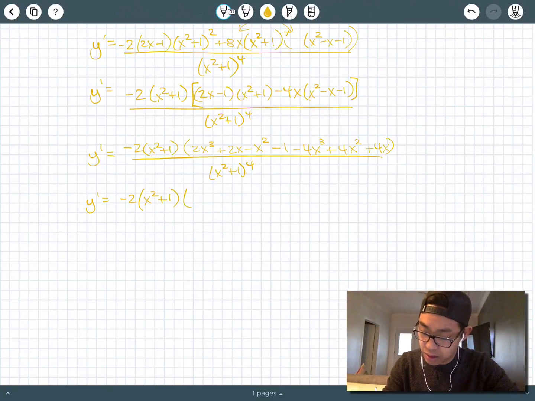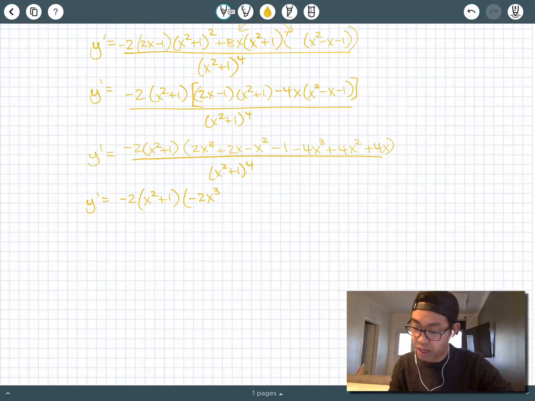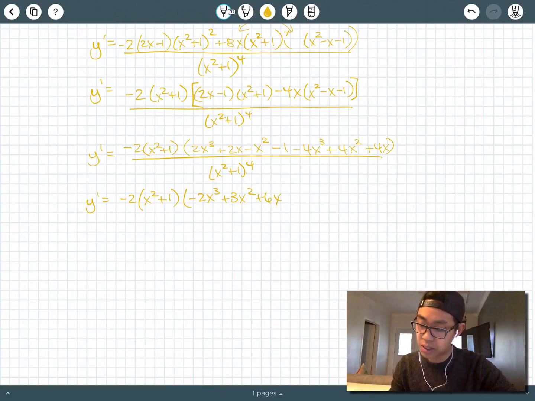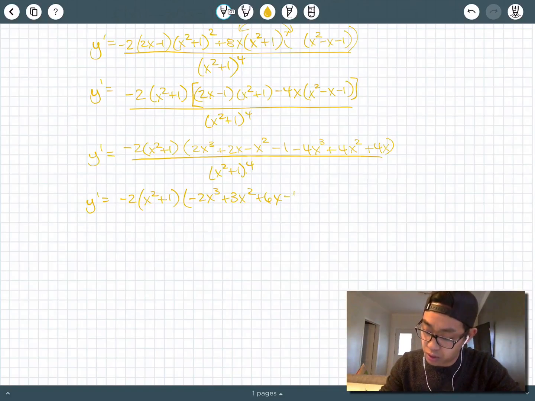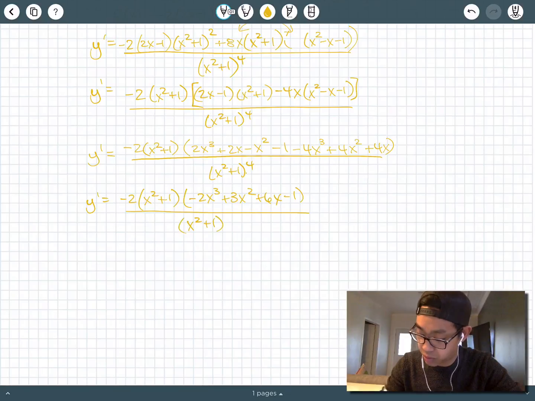We get 2x cubed minus 4x cubed collects to be negative 2x cubed. Then we have a negative x squared and a 4x squared, so that's going to be plus 3x squared. Then we have a 2x and a 4x, so that makes plus 6x. And then finally we have a minus 1, all over (x squared plus 1) to the 4.